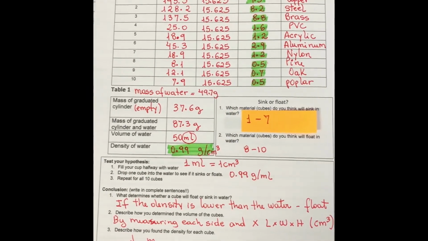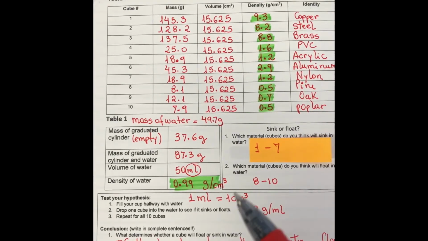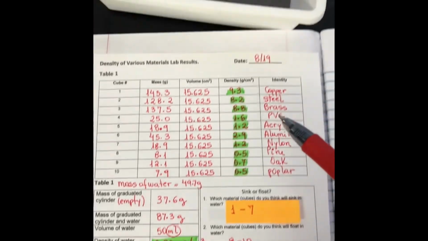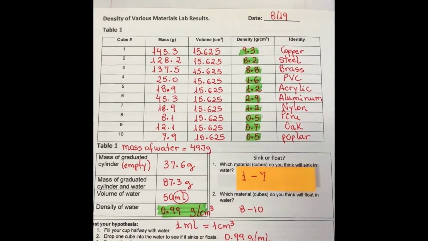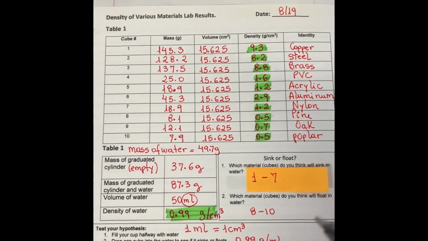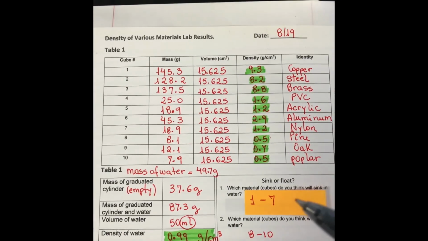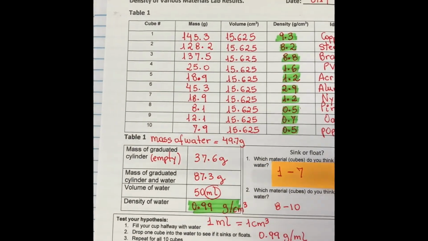So this density lab had as an objective to identify each cube based on its density, and we did that by dividing the mass of each cube by its volume. So you found the density and then you compare it with the density of water.